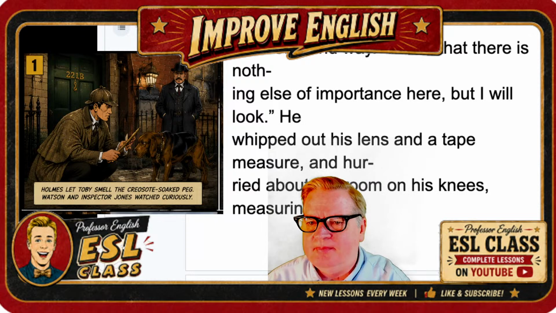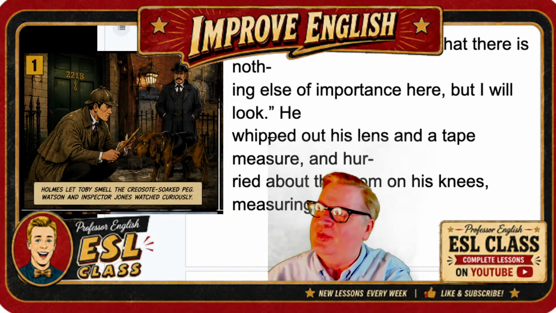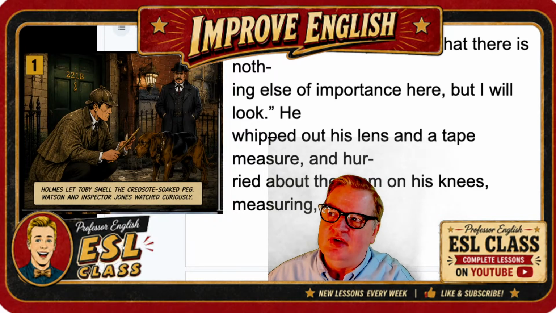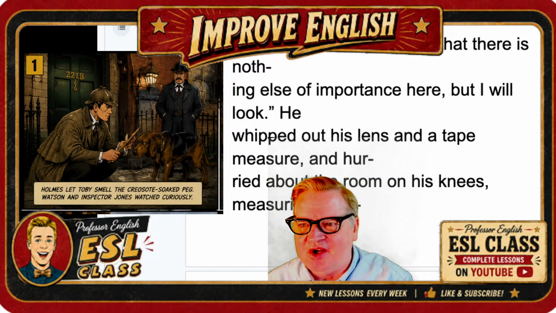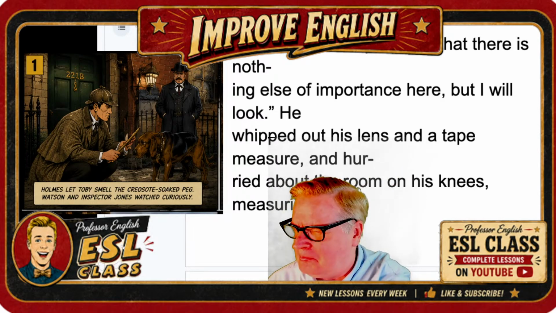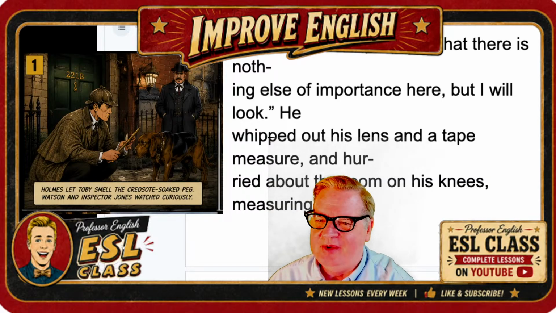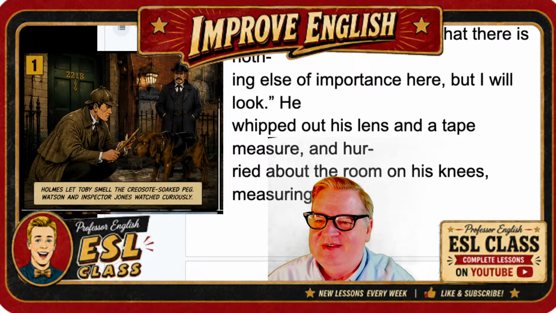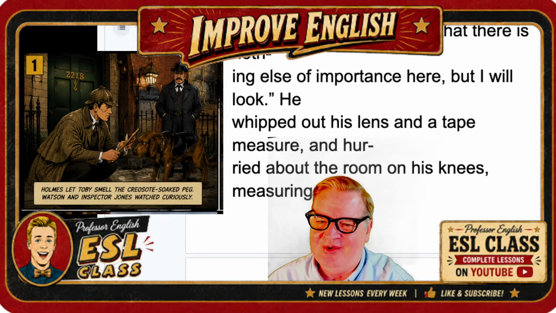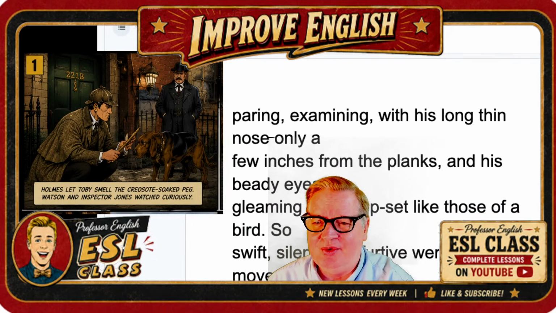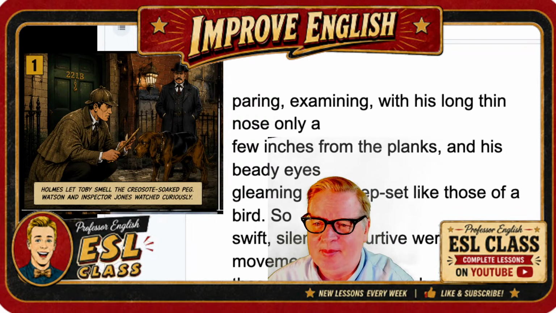"But I will look." He whipped out his lens. So if you whip something out, maybe it's in your pocket or it's in a bag or something, and you just take it out very quickly. That's whipping something out. He whipped out his lens and a tape measure and hurried about the room on his knees, measuring, comparing, examining, with his long, thin nose only a few inches from the planks.